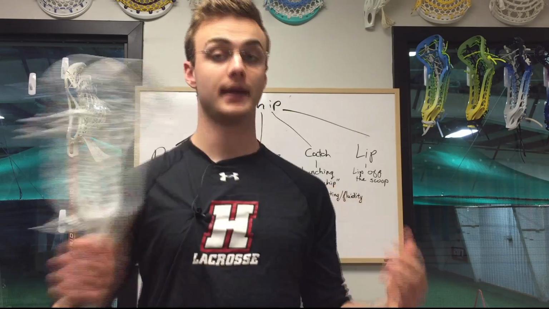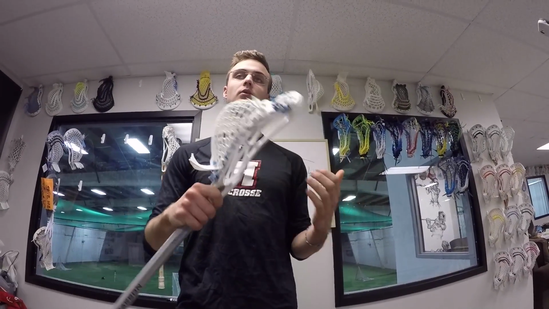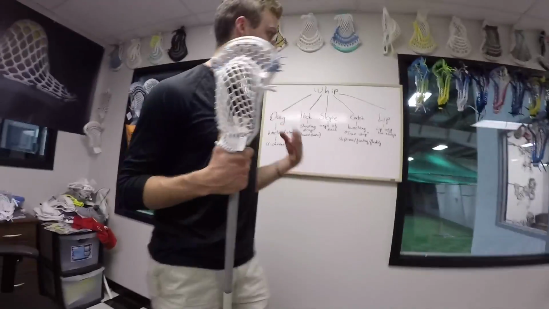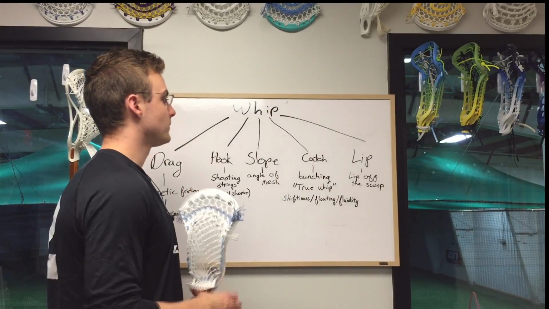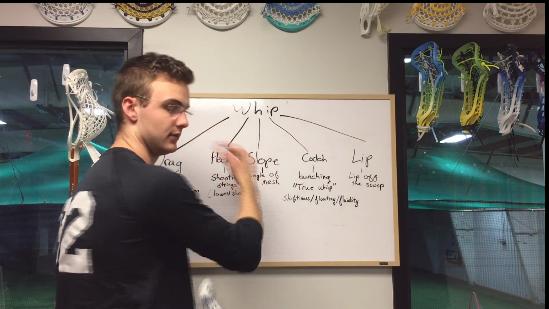And a stick with a lot of catch is going to be pretty problematic when you're trying to just pass, because it's one of those things, the ball's going to get caught up in it. That's what catch is. It is caught in the stick for as long as possible in order to generate the most whip and the most power in your stick. So a stick that has a lot of catch will have a lot of whip.